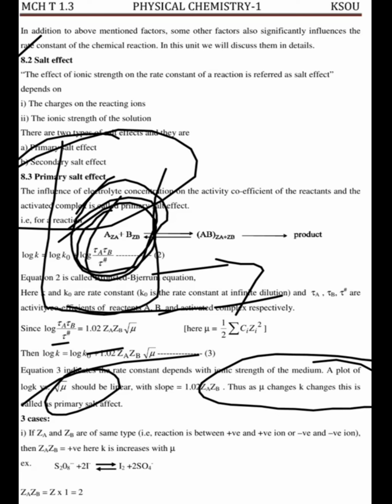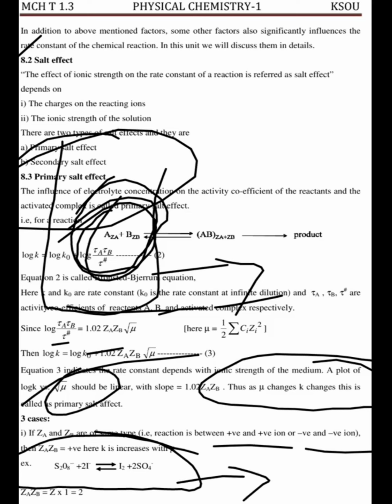Za and Zb are of the same type, both positive ions or both negative ions. What are the examples for positive or negative ions? Here both are negative ions. They have taken peroxydisulfate plus 2 iodide, which forms iodine plus 2 sulfate. So that is the reaction they have taken. The two reactants have negative charges. So that is the primary salt effect.